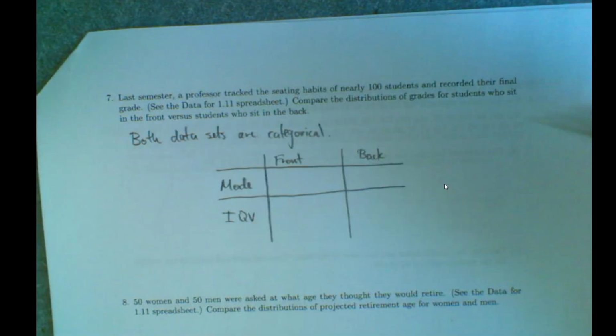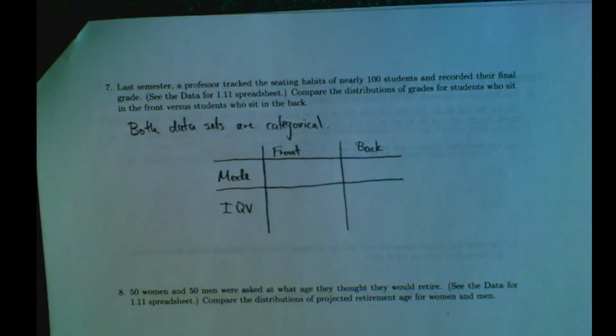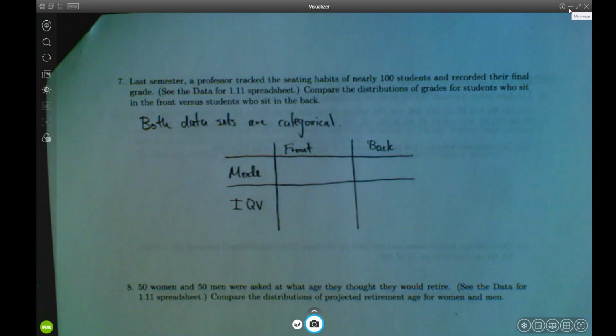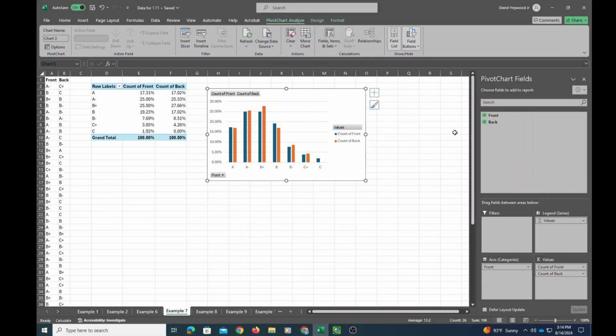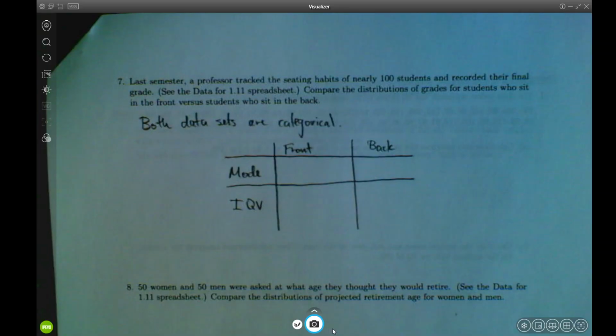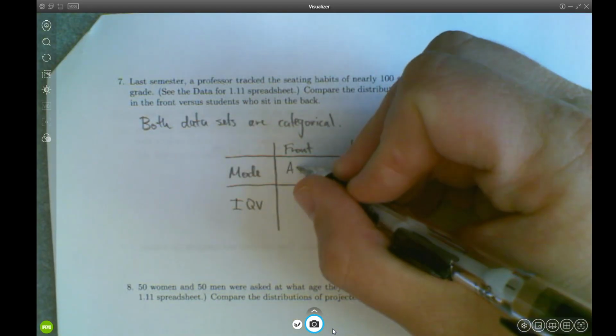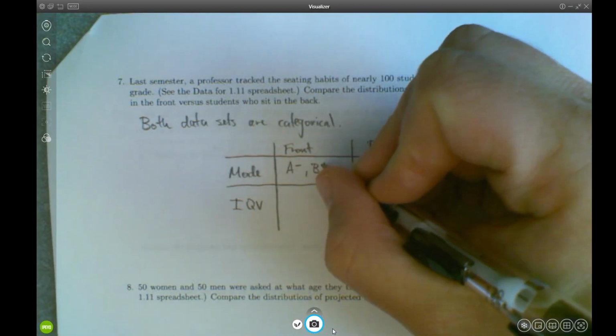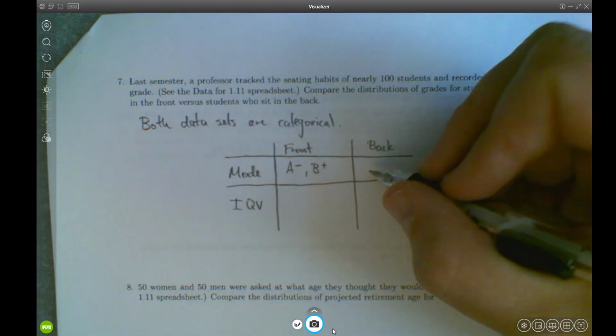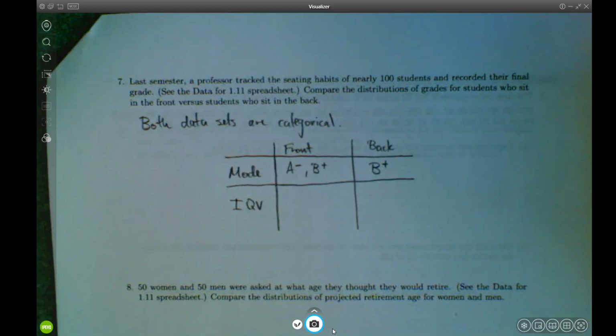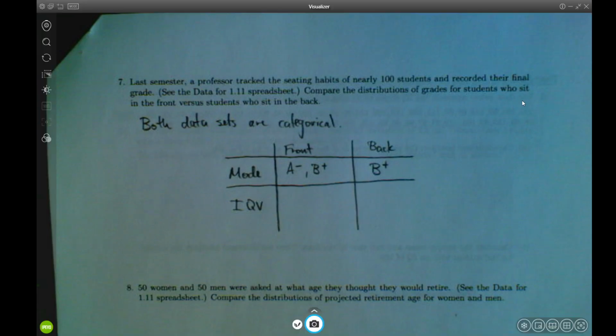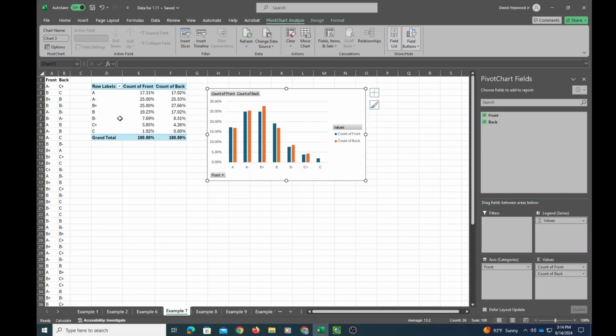The modal grade for students who sit in the front of the class, I think we said, was an A minus. There was a tie between A minus and B plus. And then for the people who sit in the back, it was just the B plus. That was the mode. So two modes for the front and just one mode for the back, right? It was B plus. By the way, I can't believe how good this class is. Look at these grades. Nobody failed. That's kind of incredible.